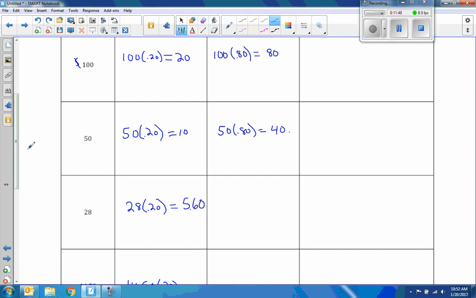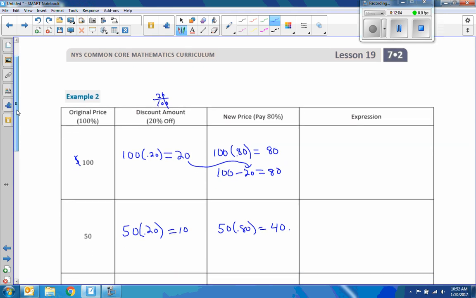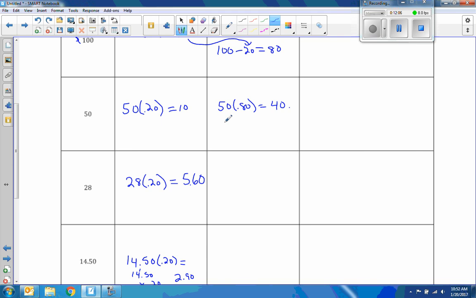Okay, and we can also represent this as a subtraction, like I said before. If I take the original price, $100, and I subtract the discount, 20, then I also get 80. And let's just use this column. So this would be the original price minus the discount equals what we're going to pay. Original price minus discount.